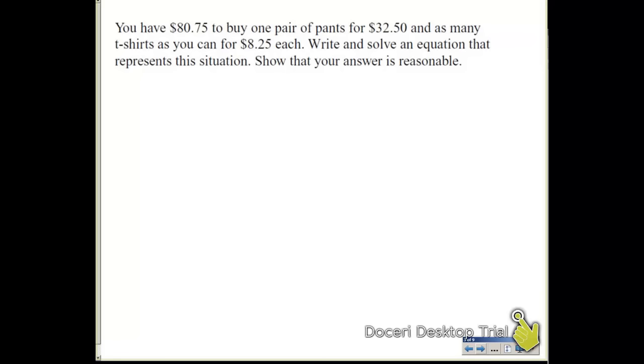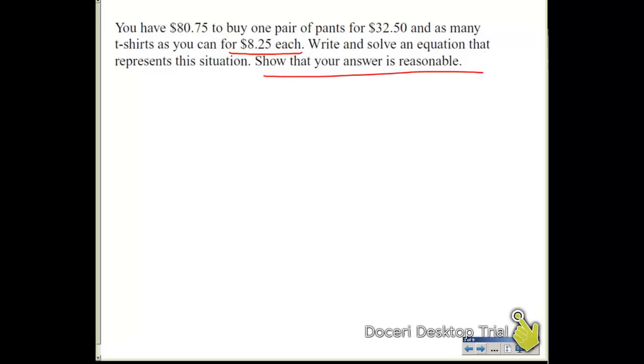We have $80.75 to buy one pair of pants for $32.50, so the cost of one pair of pants is $32.50. And as many t-shirts as we can buy for $8.25 each. So each shirt is going to cost $8.25, and I want to see how many of those I can buy. So write an equation and solve it that represents the situation. Of course, you want to show us a reasonable answer.